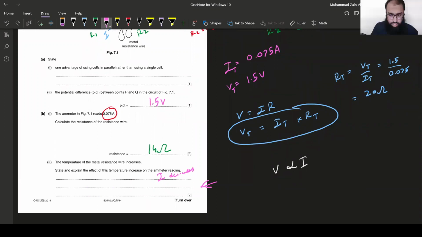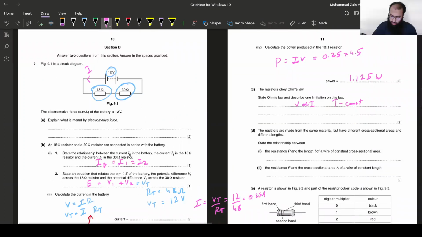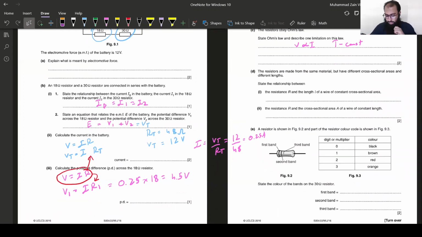Okay, so next part: the resistors are made from the same material but have different cross-sectional areas and different lengths. State the relationship between the resistance R and the length L of a wire of cross-sectional area A, and the resistance R and the cross-sectional area A of a wire of constant length. We all know the formula, and if you don't, write it somewhere. From this, I can tell resistance is directly proportional to length, and resistance is inversely proportional to area. So this is just how I write it.